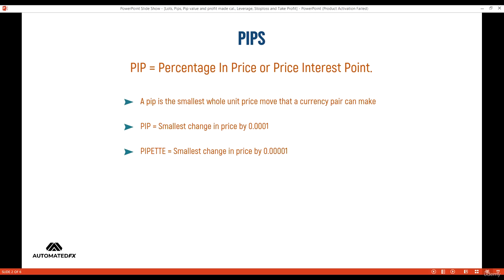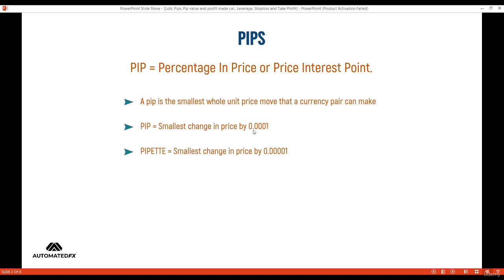So in this video, we'll be learning about pips. Okay, so the full meaning of pip is percentage in price or price interest point. So either of these is the full meaning of pip, and a pip is the smallest whole unit price move that the currency pair can make. It's the smallest change in price by 4 decimal places.